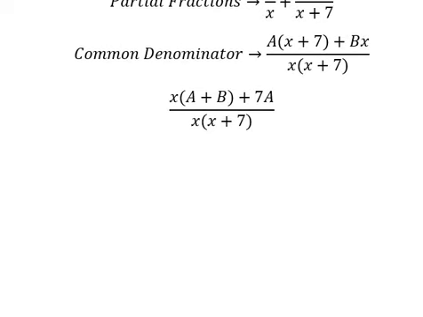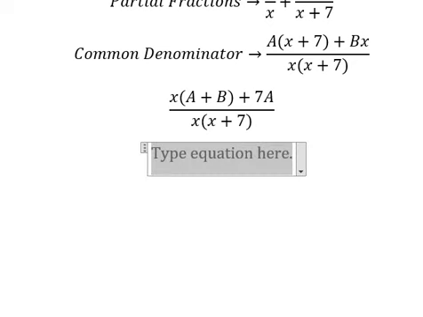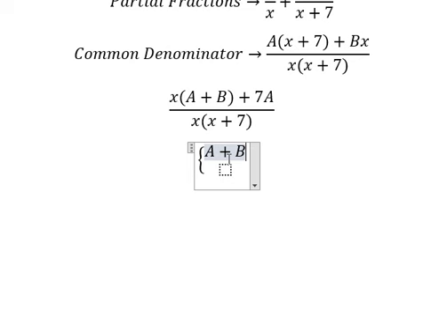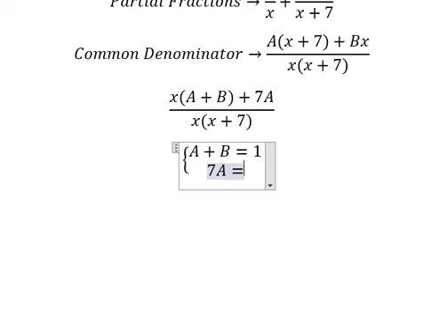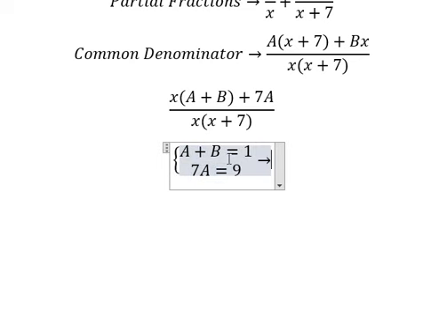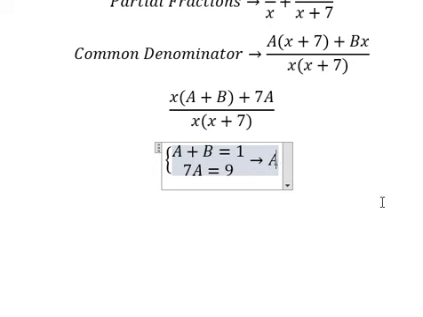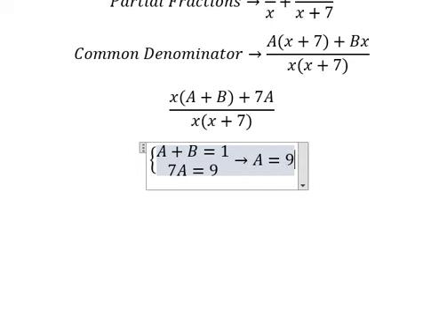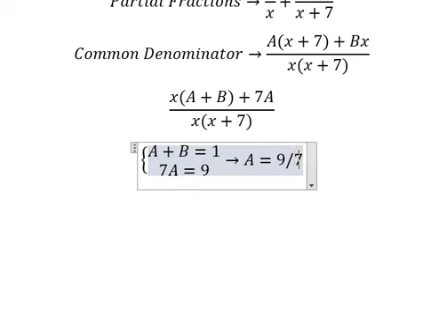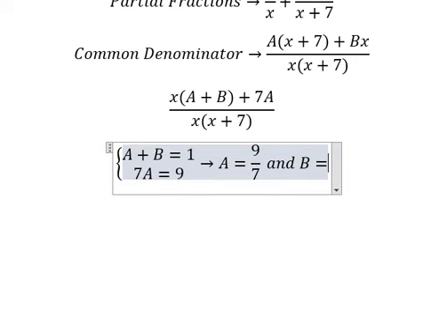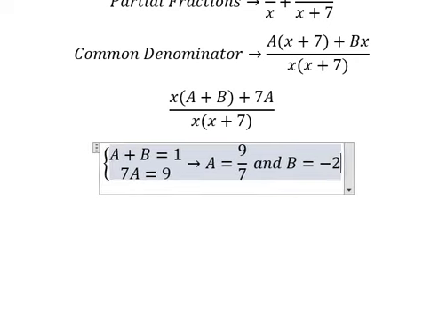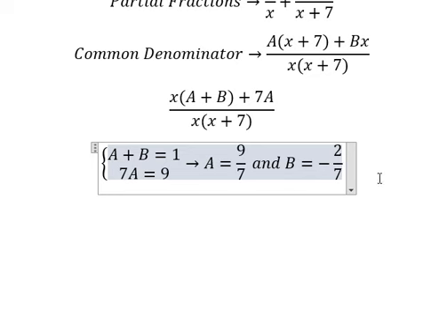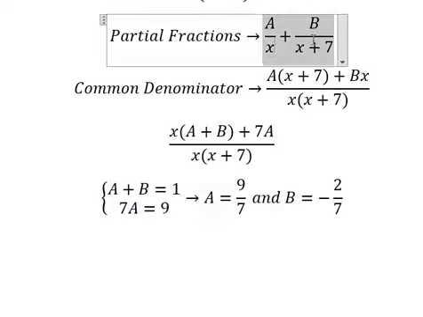And now we create the system of equations. And now we can find the solution of A and B. So A is 9 over 7, and B is negative 2 over 7. So we put A and B back in here.